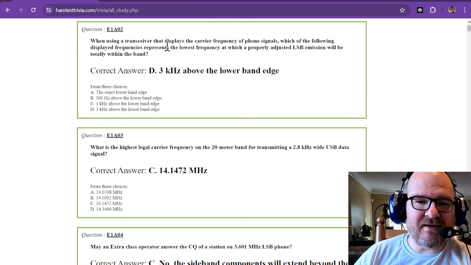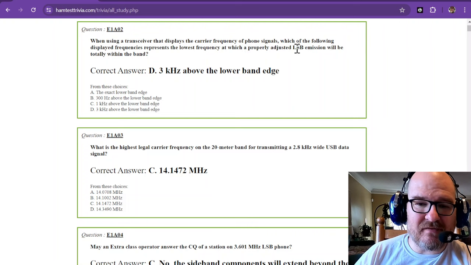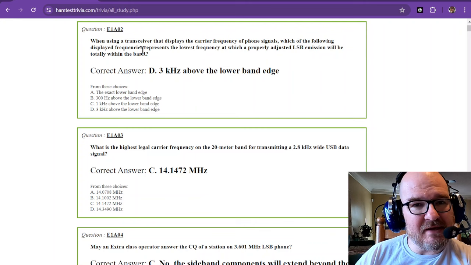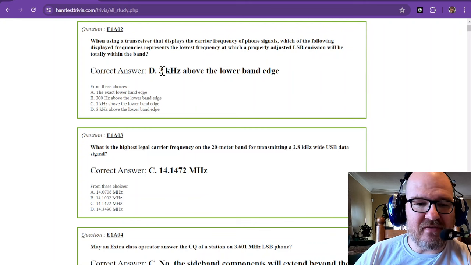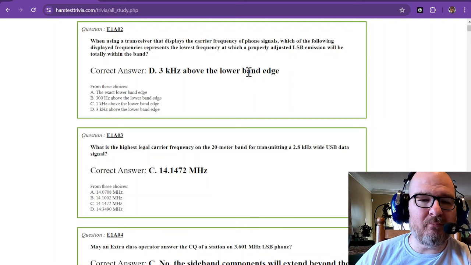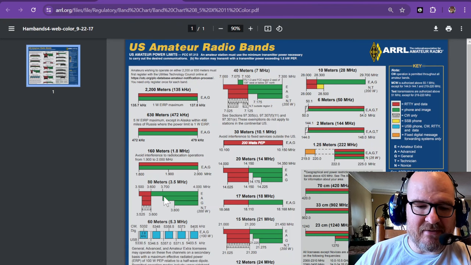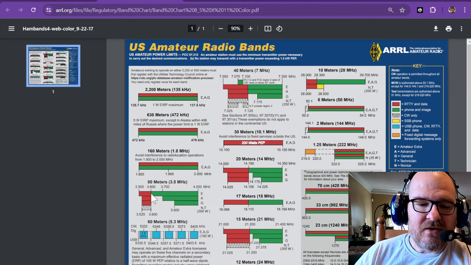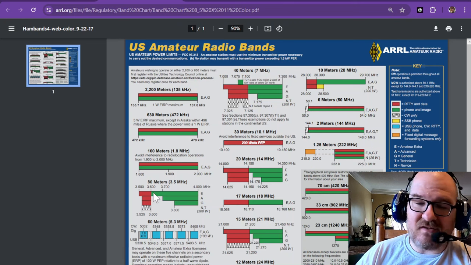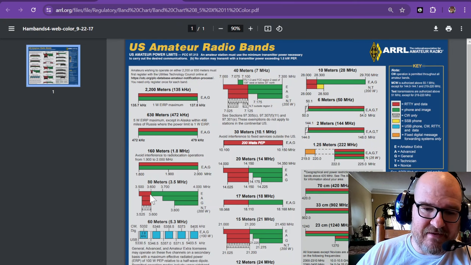Question number two, when using a transceiver that displays the carrier frequency of phone signals, which of the following displayed frequencies represents the lowest frequency at which a properly adjusted lower sideband emission will be totally within the band? And that is 3 kilohertz above the lower band edge. So where you have phone signals, let's just take a look at 80 meters. 3.6 is as low as you can go. So for lower sideband, 3.603 is as low as you can go before you start edging into the CW portion.